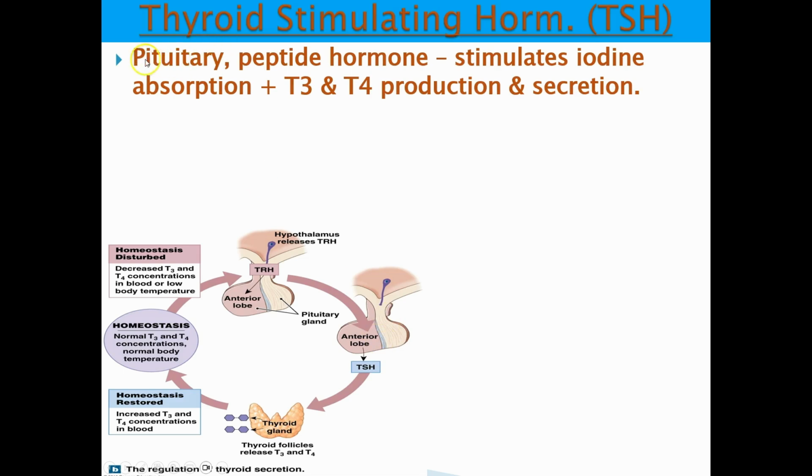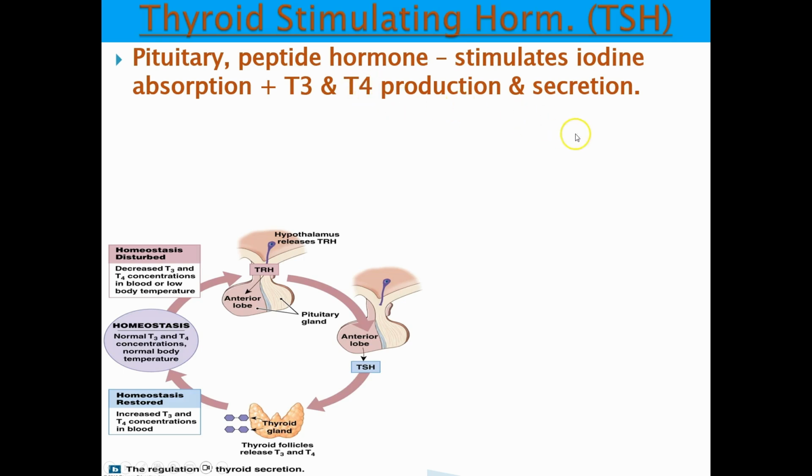So notice the pituitary peptide hormone stimulates iodine absorption, which we'll see in a little bit. We're going to talk about thyroid hormone formation, but the main point is it's going to stimulate T3 and T4 production and secretion. So that's really your main point. If this iodine absorption throws you off a little bit, you can scratch it out for now. It is an important detail when we discuss the formation of T3 and T4, but for now, big picture wise, TSH targets the thyroid gland when T3 and T4 levels are low, to stimulate the thyroid gland to release T3 and T4.